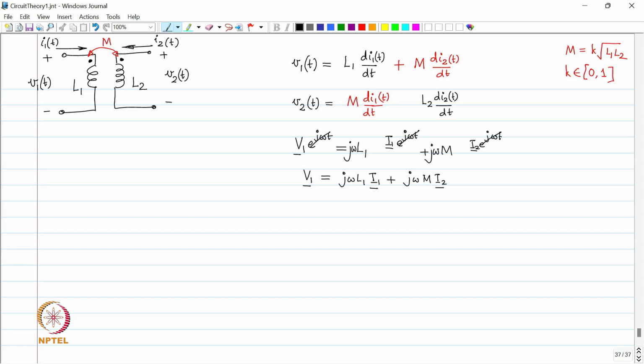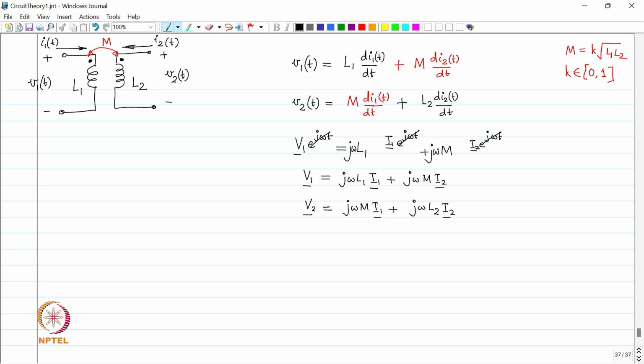Okay. What about the second equation? The second equation will be V 2 underline is equal to j omega m times I 1 underline plus j omega L 2 times I 2 underline. Fine, this is the pair of equations. Fine, great.